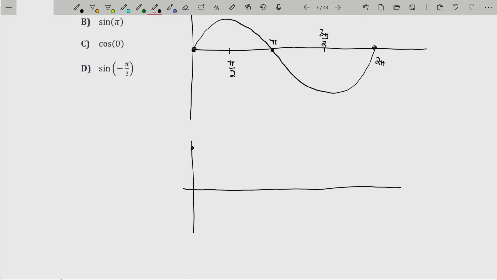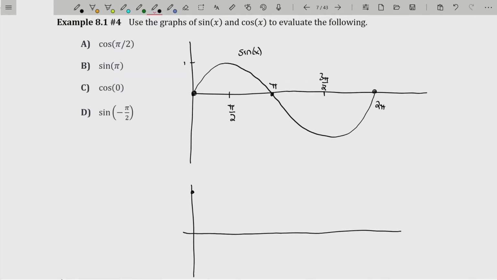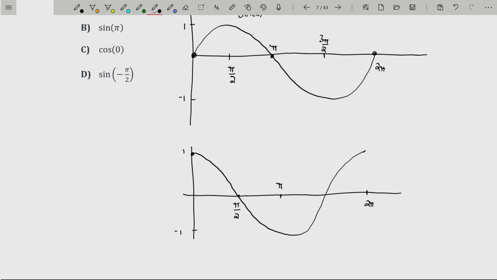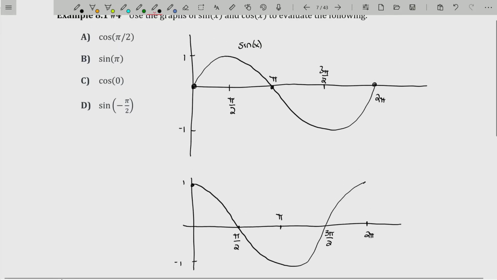Cosine starts at, I didn't label these heights here, 1, -1. Cosine starts at a height of 1, and then it just goes through the same process. Notice I'm kind of chicken scratching it out. I'm not really being super exact here. The reason why is because I don't need to be when I'm just evaluating. I just need to get a good idea of what the graph sort of looks like. So I get these points labeled and watch what happens.